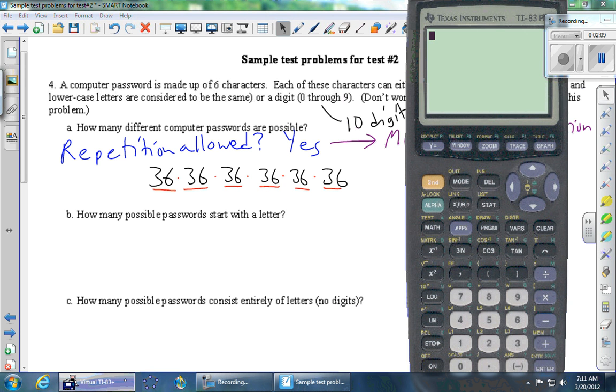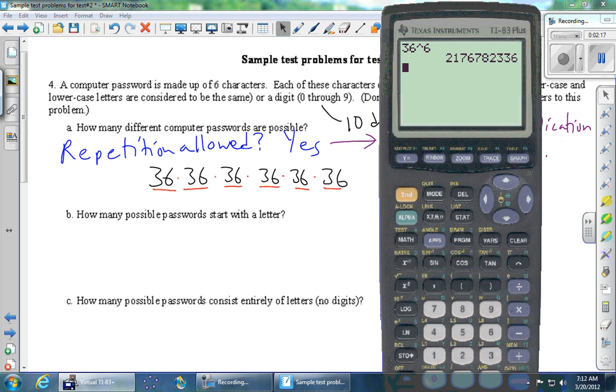So let's see if we can get a number. Maybe it's too big, we'll see. So if I do 36 to the 6th power, I get that enormous thing, which I don't feel like writing down, but anyway, that's how many possible passwords there are.